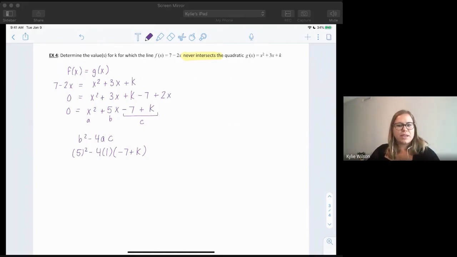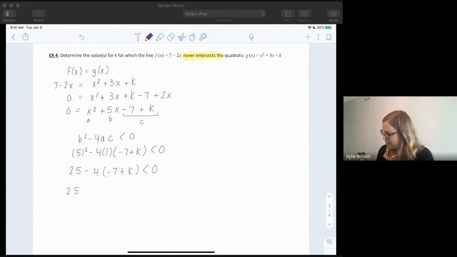So remember that for there to be no places where they intersect, my discriminant has to be less than zero. So we need to think of what values of k will make this less than zero. So we have 25 minus 4 times negative 7 plus k. These ones do get a little tricky. And then we'll have negative 4 plus 28 plus 4k, less than 0.